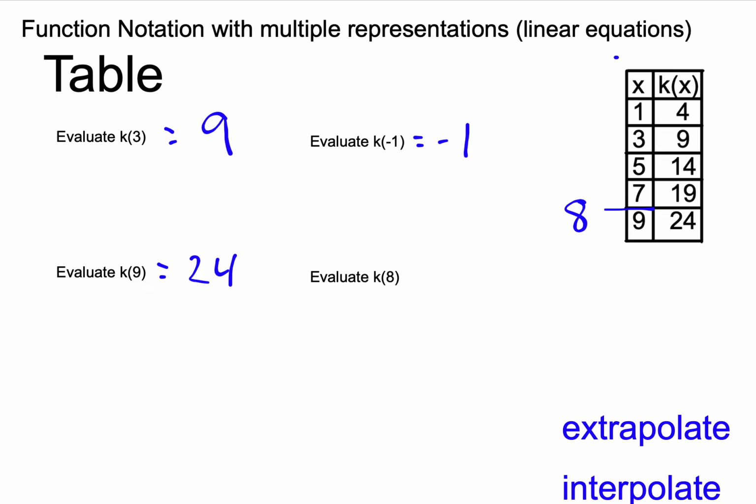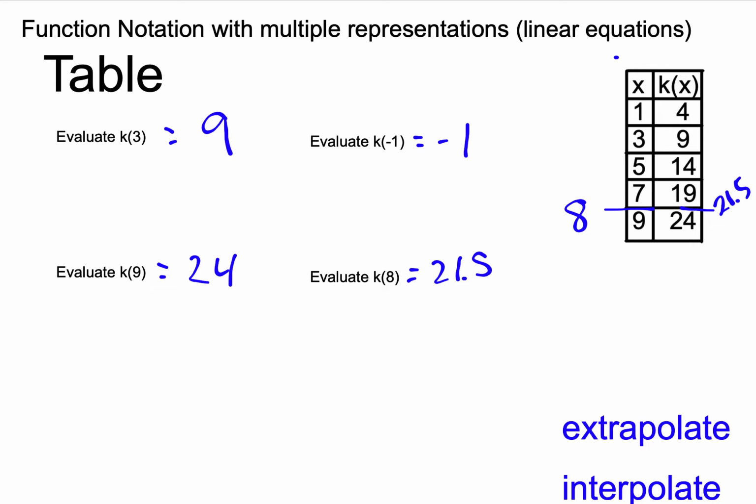Halfway between 7 and 9, so you want to find halfway between 19 and 24. This can be found 2 ways. One way is to do 19 plus 24, you get 43, divide it in half, and that's just finding the average. That's not the way I would necessarily choose to do it.